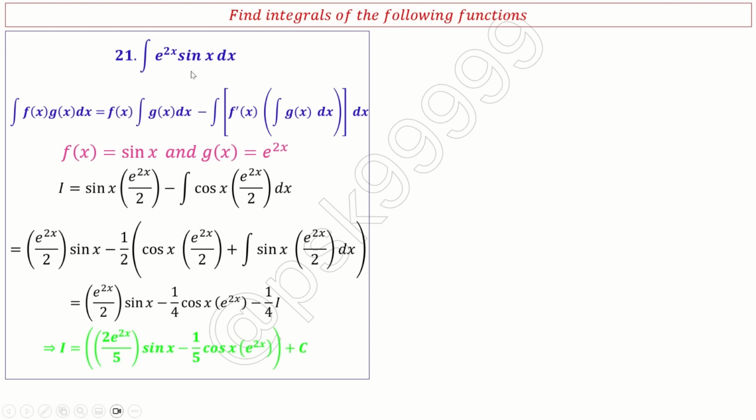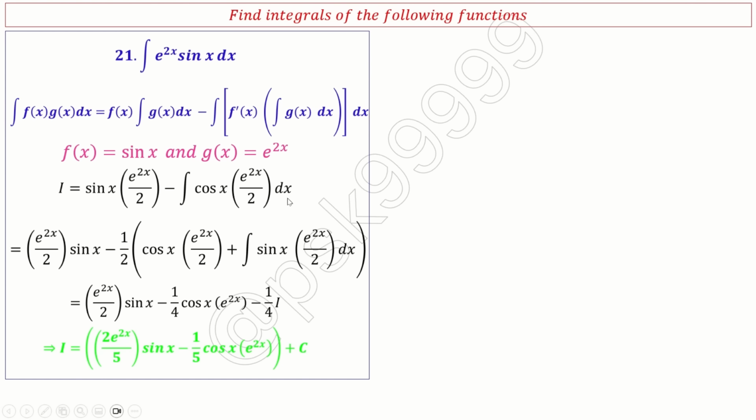e to the power of 2x into sin x dx. We know that in ILATE, exponential is last and trigonometry comes before exponential. So f of x is sin x, and g of x is e to the power of 2x. If I apply that, I get the answer in two iterations. In the first iteration I get sin x into e to the power of 2x by 2 minus integration of cos x into e to the power of 2x by 2 dx.